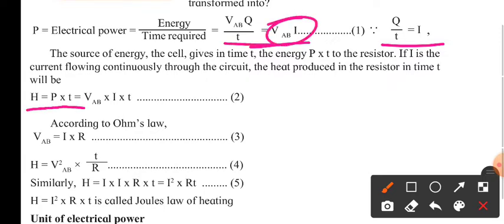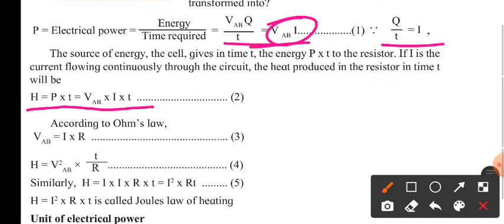So power into time, if we multiply it with the time, we will get the heat produced in that particular section. Because when we talk about electrical energy or electrical current, if it flows in a conductor continuously, then it produces heat, and that heat we can find out with the help of power into time, electrical power into time, for which that particular current is flowing in the circuit.